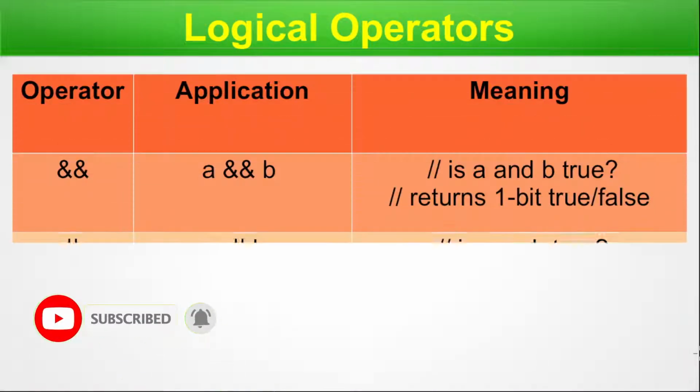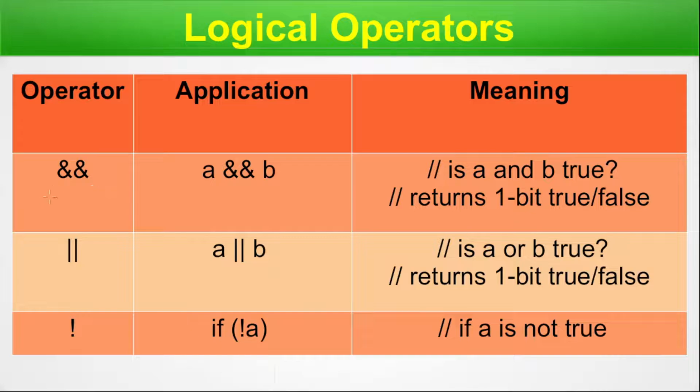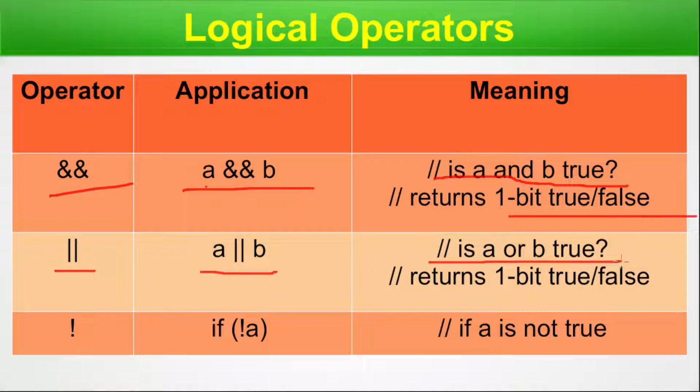Logical operators. Here you can see this is the AND operator, and how we use that. Suppose A is a variable and B is a variable. A and B means, is A and B true? Both are true, returns 1 bit true false. This is OR. So A double pipe means ORing. Is A or B true? And this is NOT. AND, OR and NOT, the three logical operations are performed here.